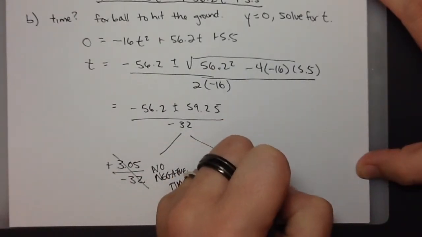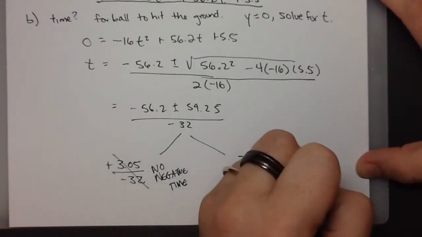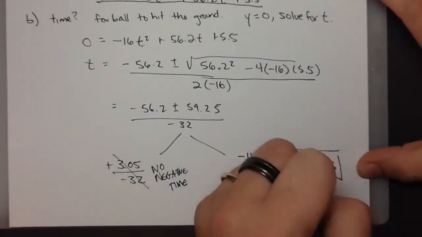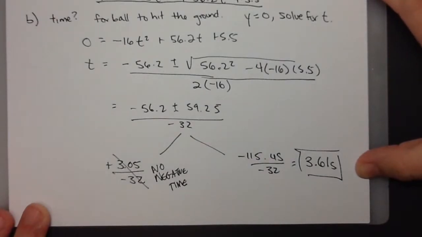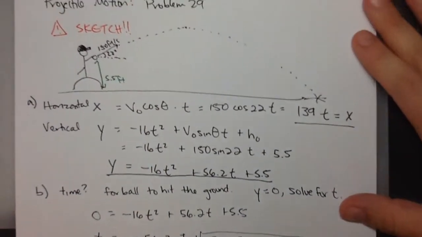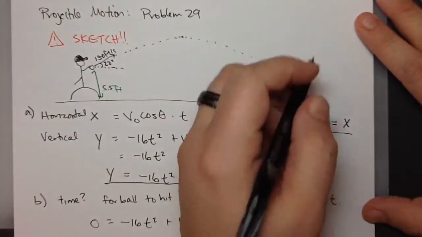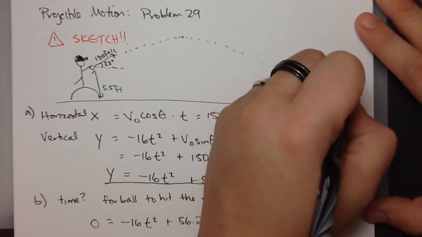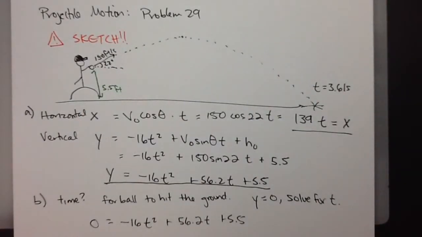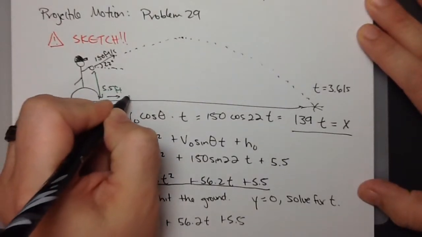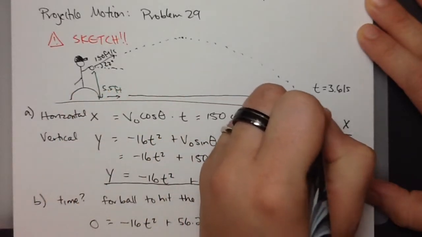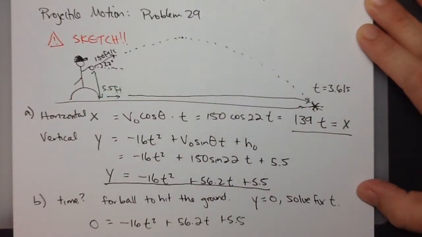The other root is negative 115.45 over negative 32. So this gives us 3.61 seconds. So the ball is in the air for 3.61 seconds. So again, from the time it leaves the pitcher's hand, goes up, and then comes down. So this time is 3.61 seconds. That's useful, because in the next part, they ask us, in that time, how far forward does it travel? So what is the horizontal displacement during that 3.61 seconds?